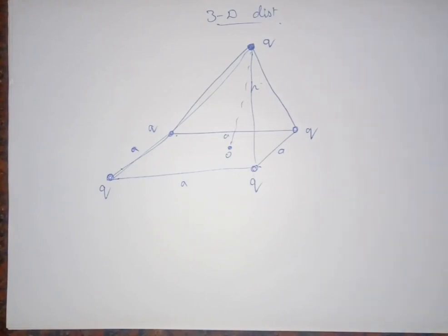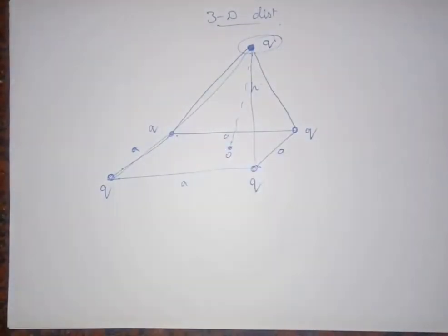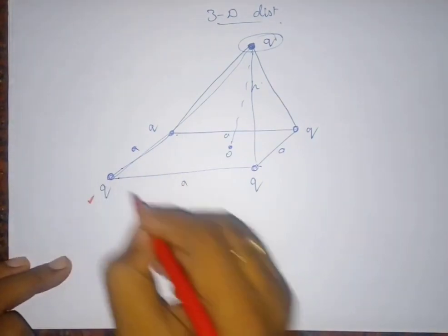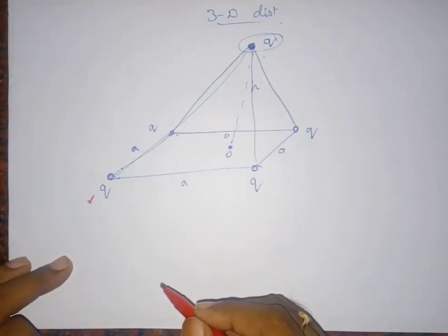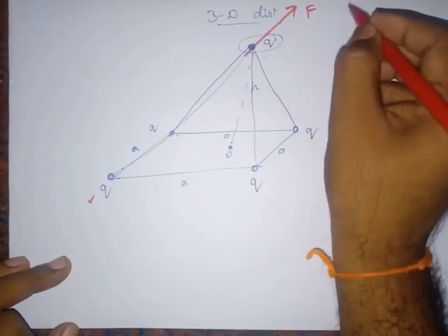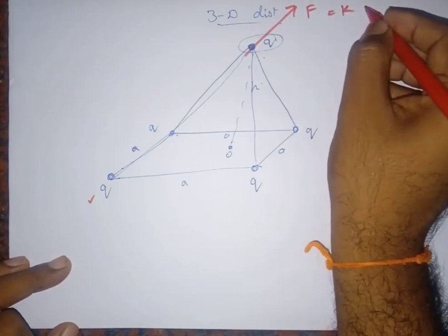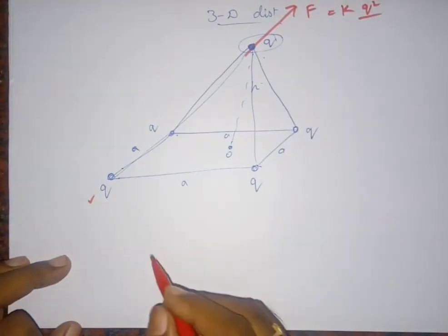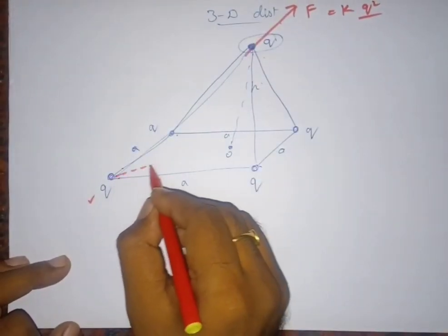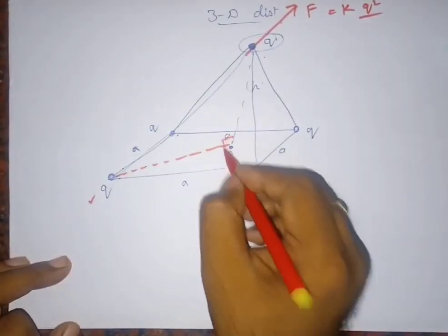Okay, now what is the force experienced by this charge which is placed at the top? So let us take two charges first. One of them is this, the other one is this. The direction of force will be along the line joining them, and F is equal to K Q square upon distance square. Now we need to get the distance between these two. But how do we get this? By drawing a right angle triangle here.